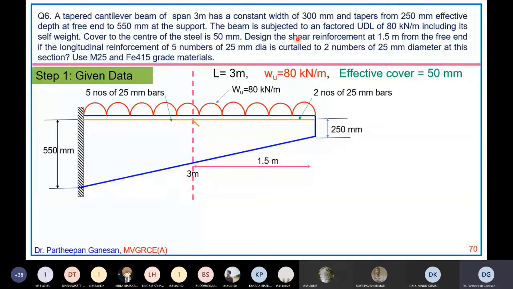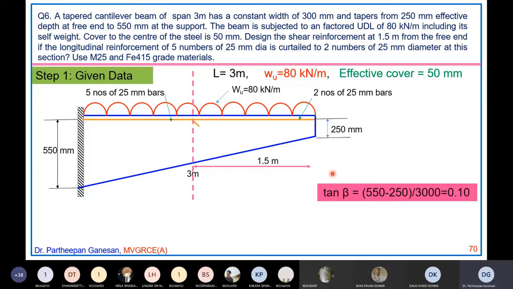Design the shear reinforcement at 1.5 meter from the free end. At this point, you have to design the shear reinforcement at this section. That means from here to here, you have to design for this portion. And given is the longitudinal reinforcement 5 number of 25 mm dia here, but here only there are 2 number of 25 mm dia. Use M25 and Fe415 grade steel.